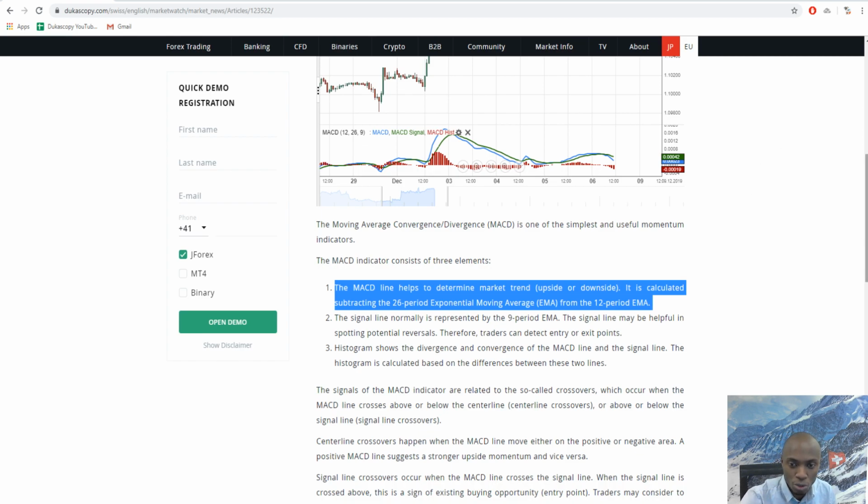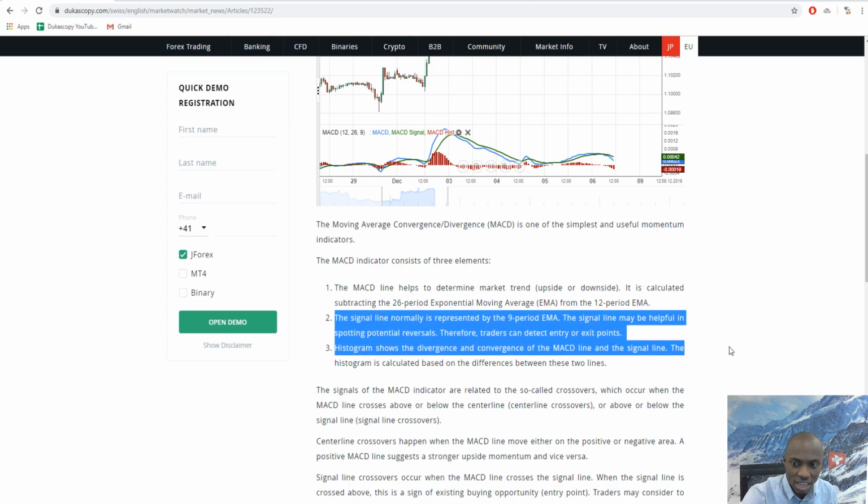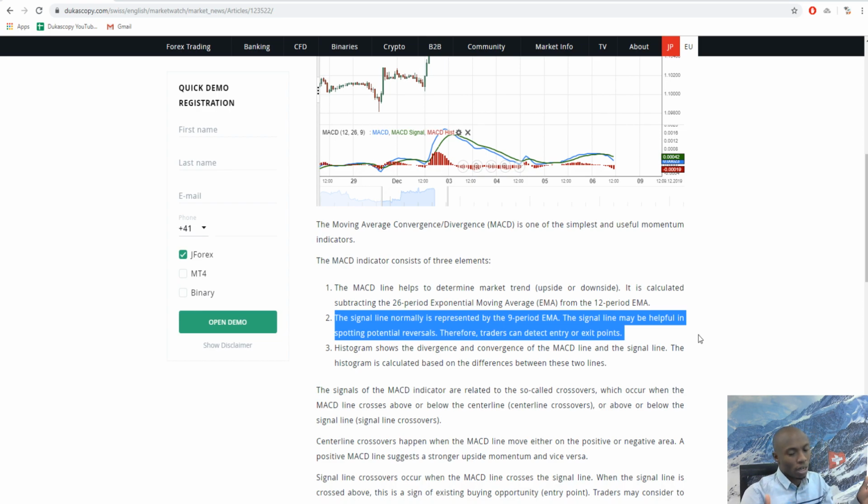And the second line which you will be seeing is the signal line. What is the calculation for the signal line? The signal line is usually the 9 period EMA of the MACD. That's where you get the signal line. That's the 9 period exponential moving average, which is the slower moving average, and you can see there those are the two moving averages, the MACD line and the MACD signal.